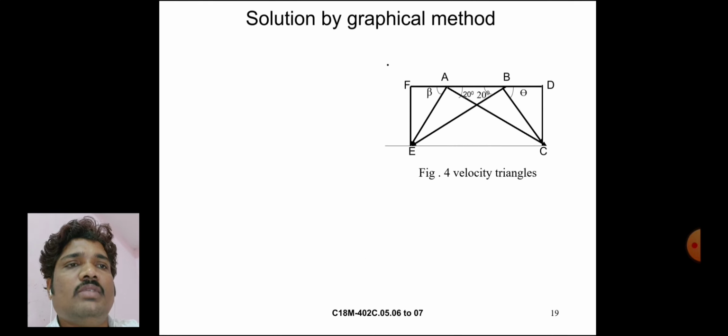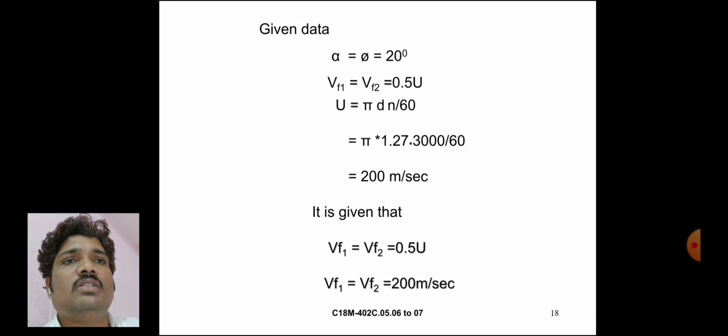Solution by graphical method. In this problem, given data alpha and phi 20 degree, Vf1 equals Vf2 is 0.5 u. U is equal to pi dN by 60, 200 meter per second.